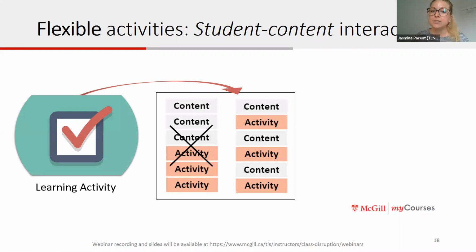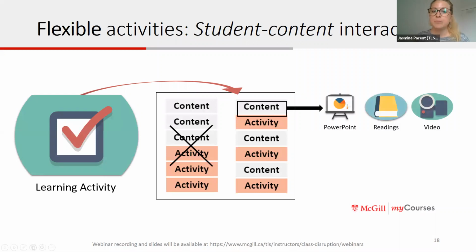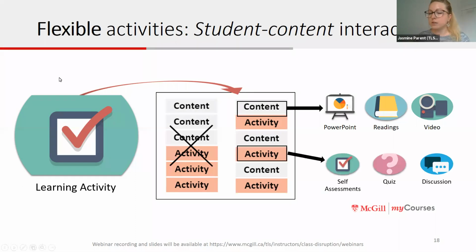You might want to consider staggering or alternating your content with an activity. So just to clarify, when I say content, I mean your course materials. So your PowerPoint slides, your readings, your articles, maybe videos. And the activities are interactive pieces that allow your students to practice understanding the content. They are active learning pieces. So activities can be self-assessments, quiz questions, a survey question, or perhaps a discussion prompt.